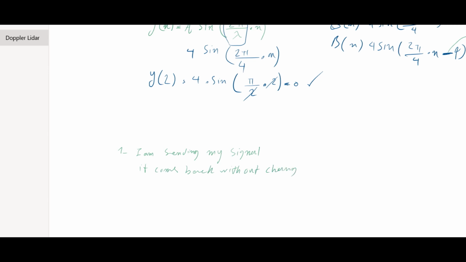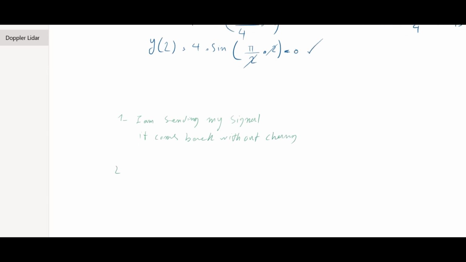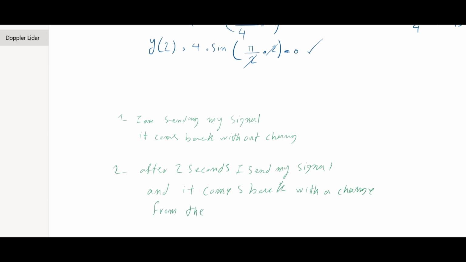Next time, let's say after 2 seconds, I send my signal and it comes back with a change from the first signal.